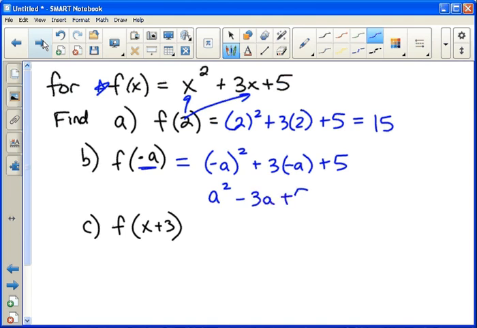That's all you have to do. You don't necessarily have to get a number every time. Basically, if you get a number in here to start with, your answers should be a number. But if you have a variable in here, then you're probably going to just have a variable answer.